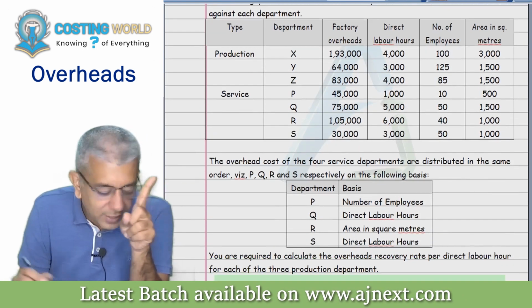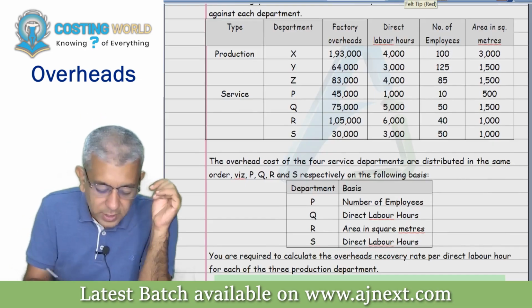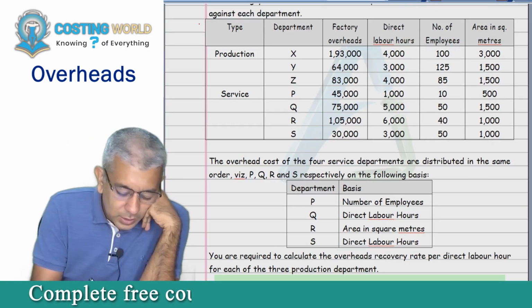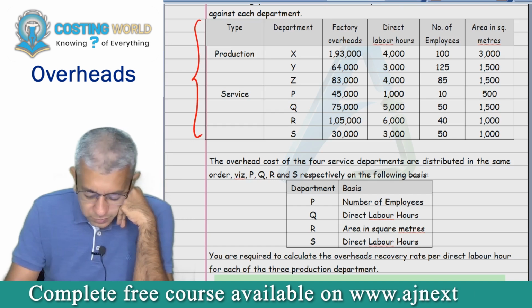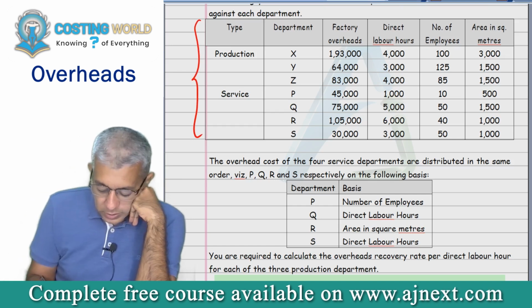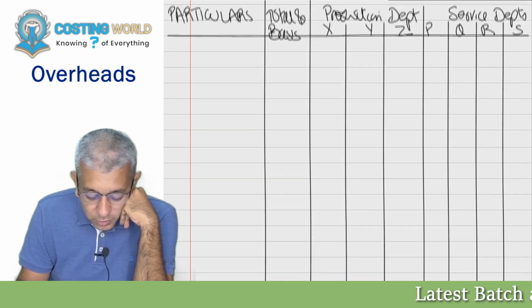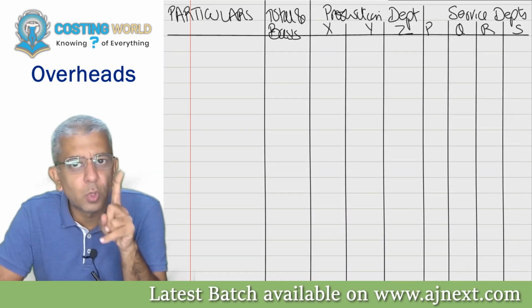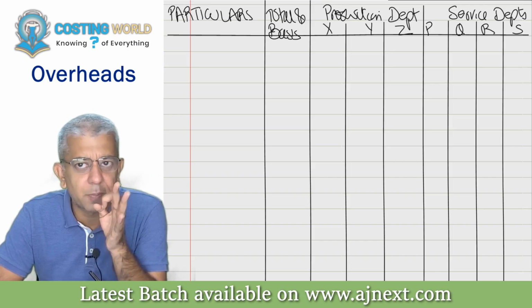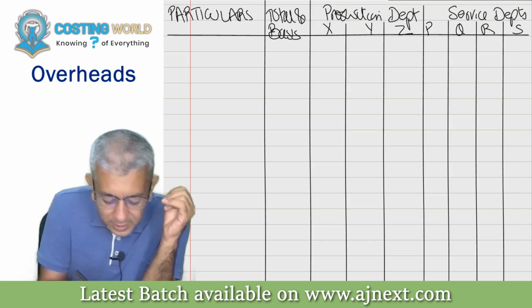Now, just wait for a minute and then you all make it. Okay, listen. In this particular case, what we all do: this thing I've already made to save some amount of time. Particulars, total and basis. All the production departments first, all the servicing departments next. Okay, just wait.